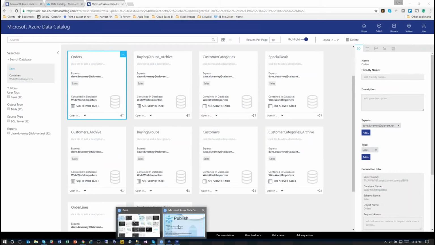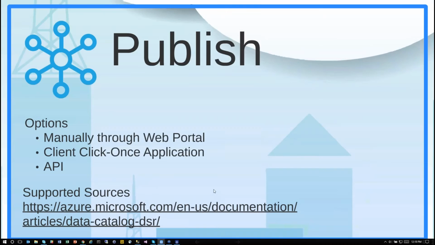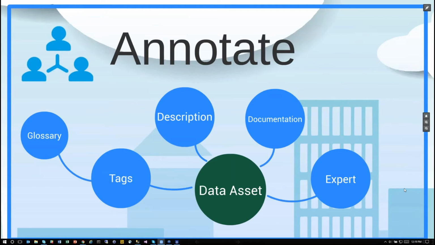So let's jump back to the presentation for a second. So annotating. Once we've registered those data assets, we basically can go in there and start describing them. And there's 5 things that we can add to those. One, or two really, that we did when we set it up. We added an expert. So I put myself in as the expert. That's just the person that would be the go-to person for that data.